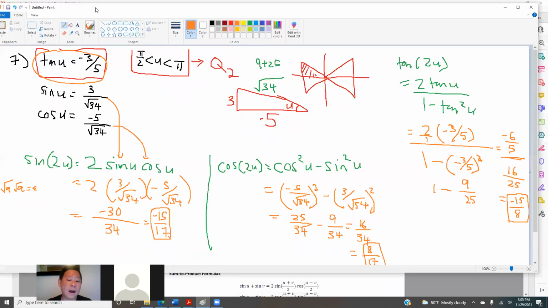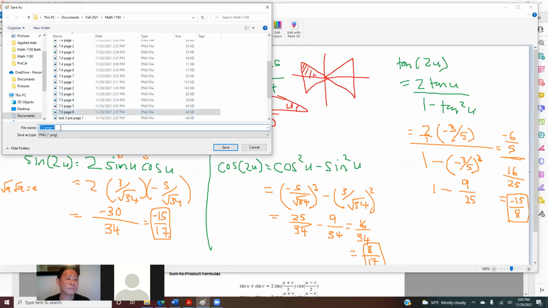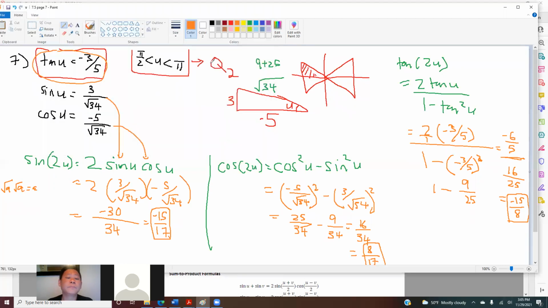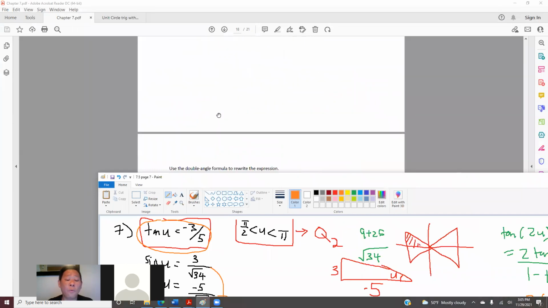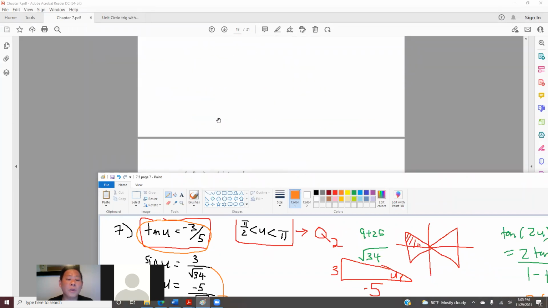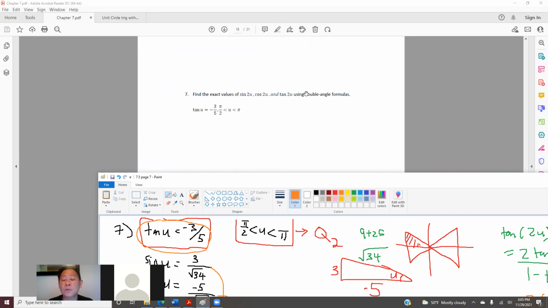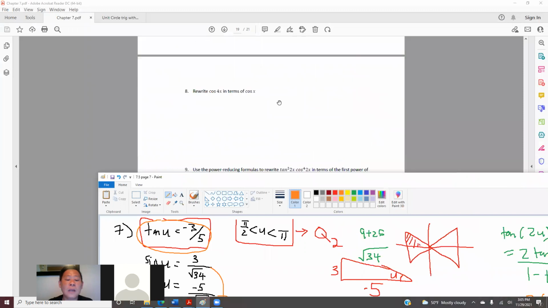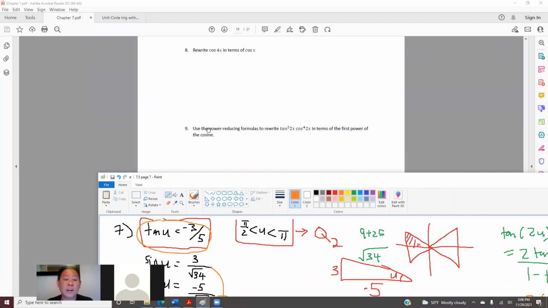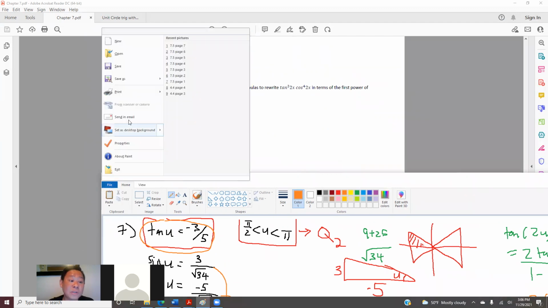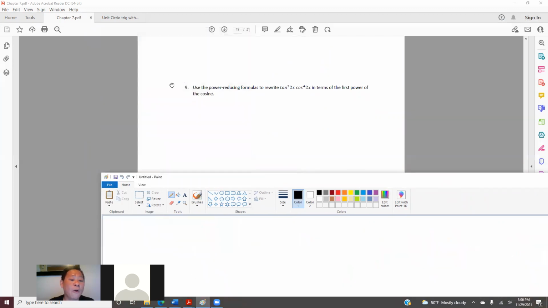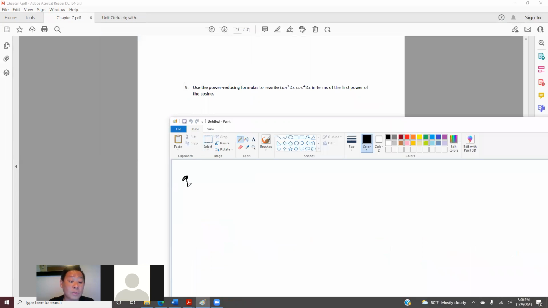Does anyone have any questions so far about the double angle formulas? So this is called the double angle formulas. Sometimes when you look at your homework in this section, they will tell you what kind of formulas to use. Like this one, you have to use double angle formulas. This one is calling for power reducing formulas. This one is using half angle formulas. So they will tell you what formula to use here, so make sure you follow what formula they want you to use.